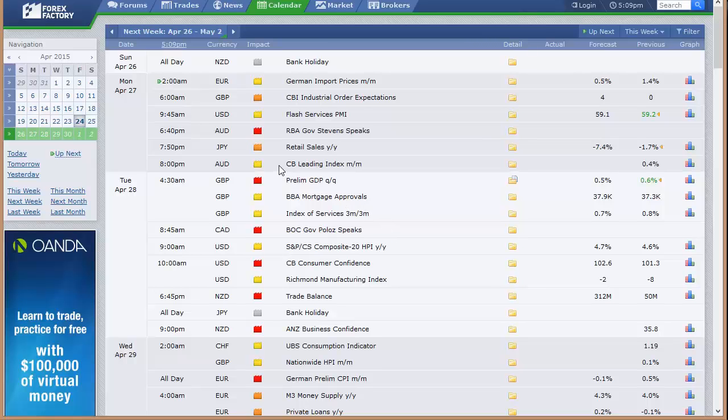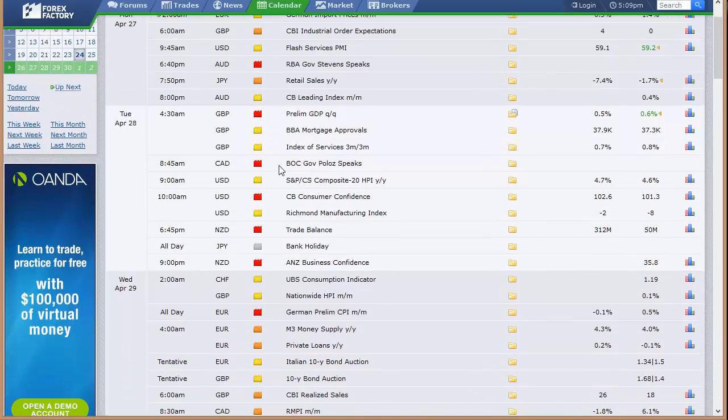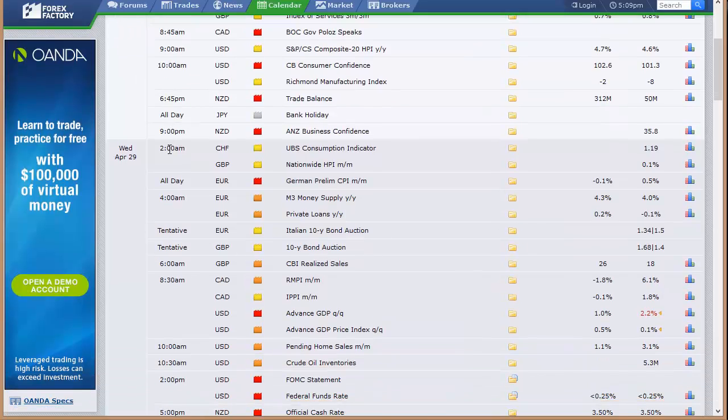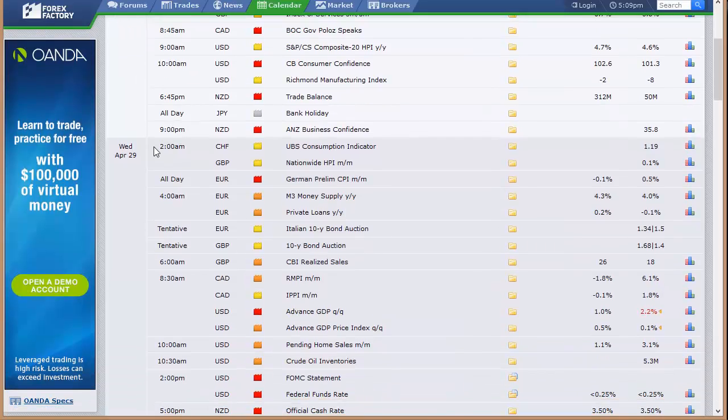In the morning: retail sales out of Japan, Australia's CB leading index. Heading into Tuesday, we've got the first look at GDP from the UK. Canada has one speech. U.S. consumer confidence and the S&P housing price index, plus the Richmond manufacturing index. That night, we've got the New Zealand trade balance. Japan goes on bank holiday going into Wednesday.